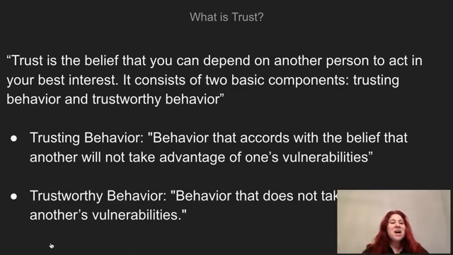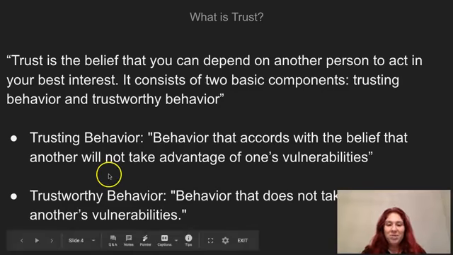Okay, so trust is the belief that you can depend on another person to act in your best interest. It consists of two basic components, trusting behavior and trustworthy behavior. So what does that really mean? Trusting behavior is behavior that accords with the belief that another will not take advantage of one's vulnerabilities. And then trustworthy behavior is behavior that does not take advantage of another's vulnerabilities. So it sounds very similar, but really it's kind of like everything intertwines to create trust between people.